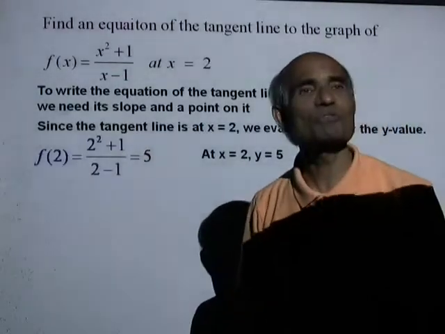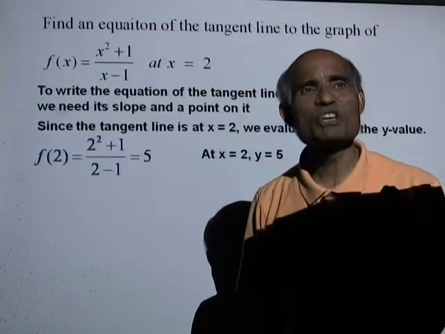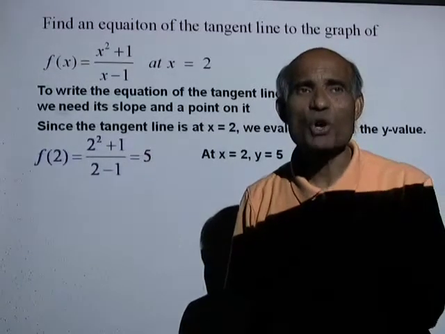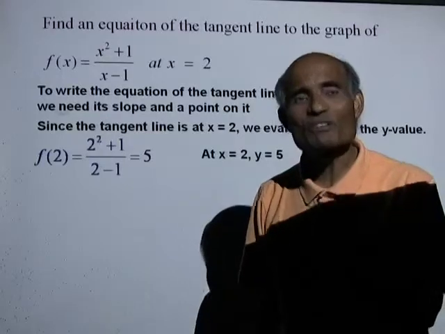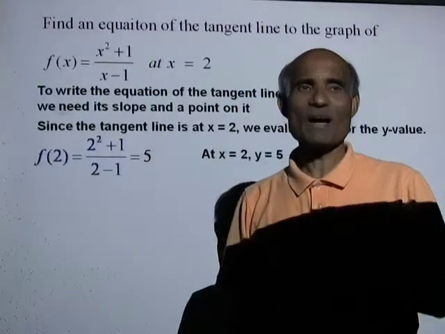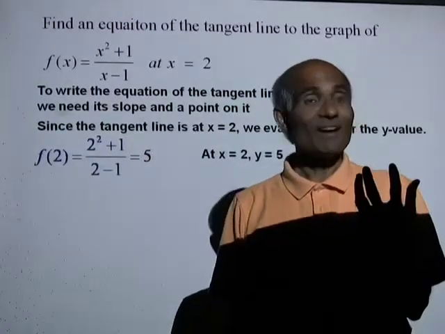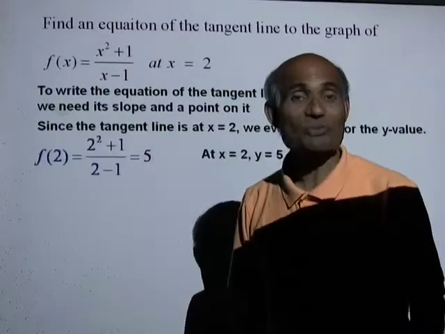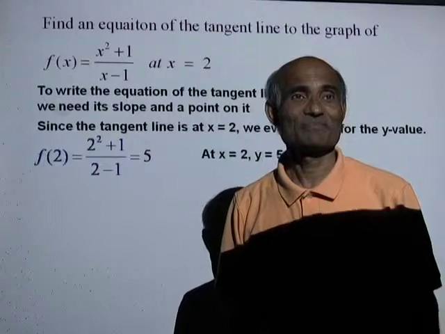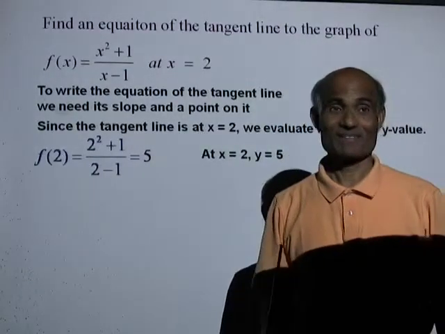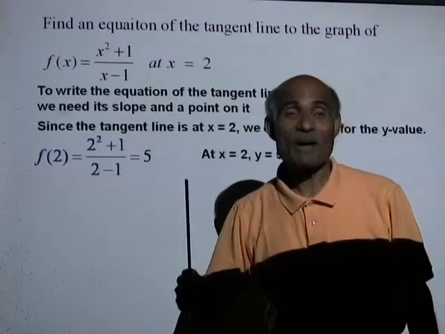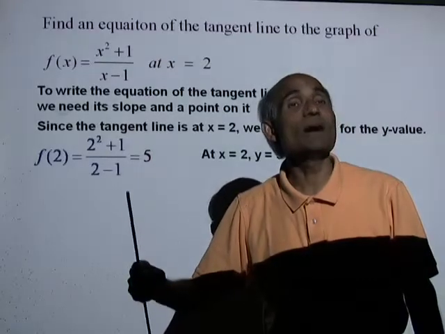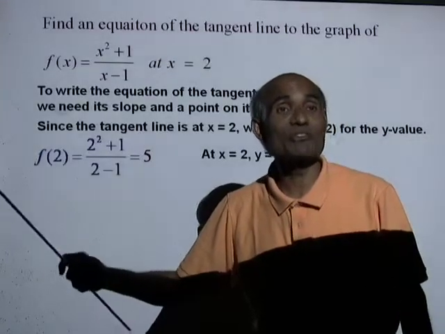Tell me, how many of you remember what is the form of the equation called the point slope form? You have a point on the line and you have the slope of the line. How do you write its equation? Well, y minus y1 equal to m times x minus x1.